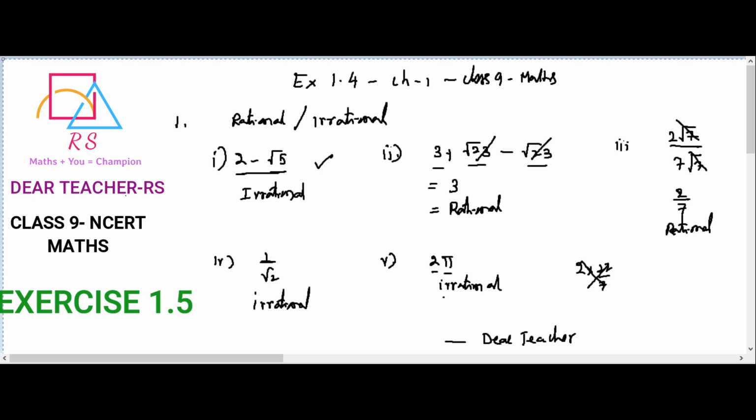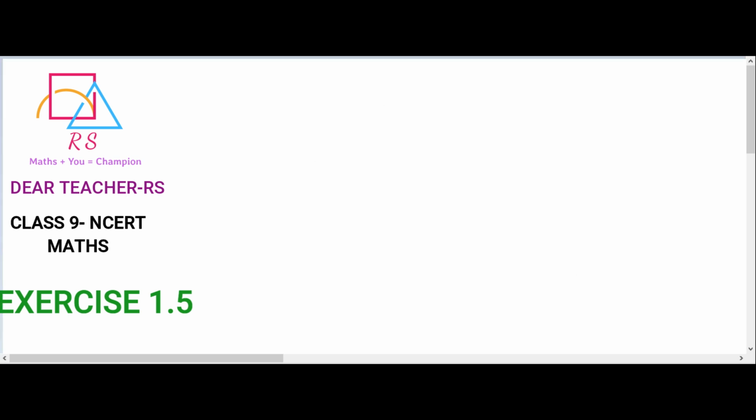Now let us go to the second question of exercise 1.4. So here the second question is completely given: simplify. Okay, so that means you have to simplify. Let me do one by one. The first question: 3 plus root 3 into 2 plus root 2.